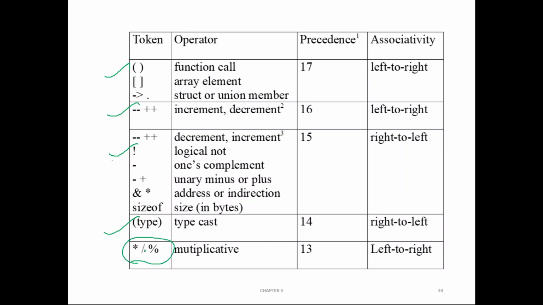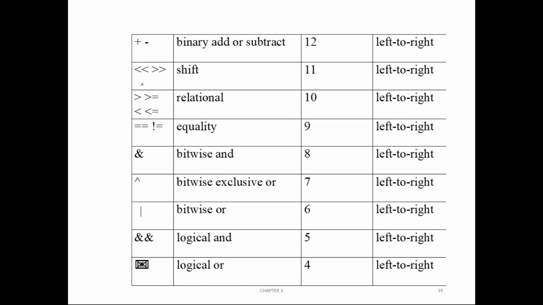multiplicative, that is multiplication, division, and modulo operation. All this takes the next highest priority of 13. If an expression contains more than one of these operations, then it will be executed in this order, left to right. Okay, fine. The next highest priority goes to binary addition and subtraction. Okay, it has the value of 12. It also executes from left to right.